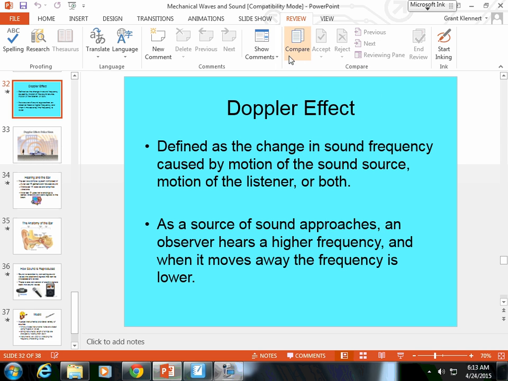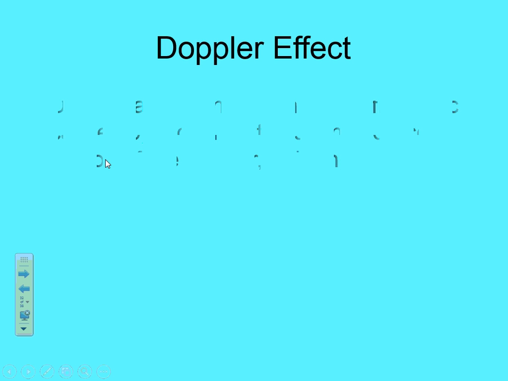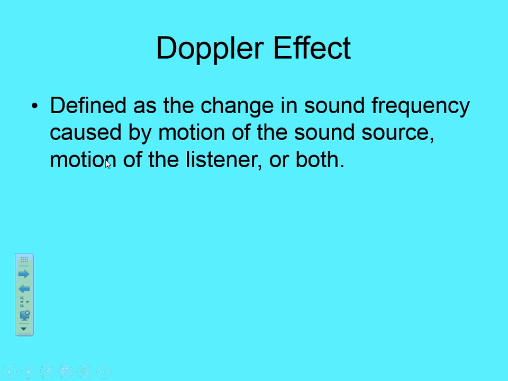18.3, the last section in chapter 18, we're going to finish talking about sound. And when we talk about sound, we have to talk about a cool effect that sound can have, and it's called the Doppler effect. Now, what is the Doppler effect? It's defined as the change in sound frequency caused by the motion of the source.